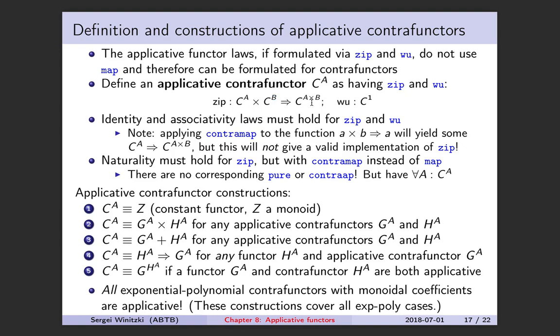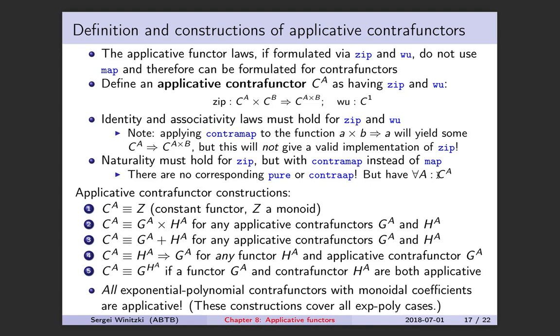So naturality must hold, but with contramap instead of map. So that's another difference. Now, if you try to contramap this with a function from 1 to A, you can't. It's the wrong direction. You can contramap it with a function from A to 1, and you get C of A for any A. So that's different from pure, but it can be seen as an analog.